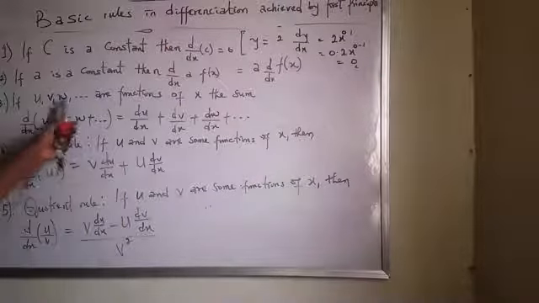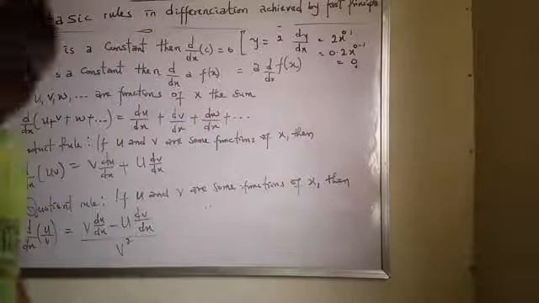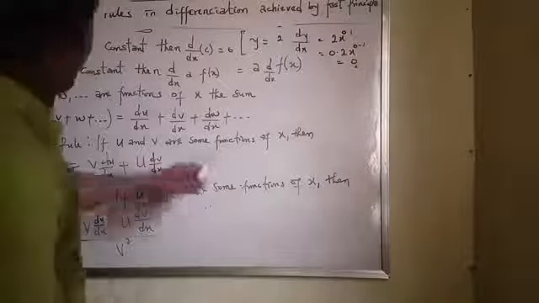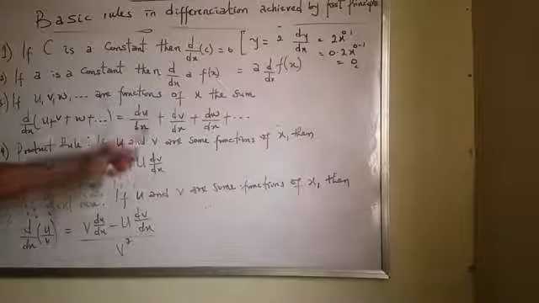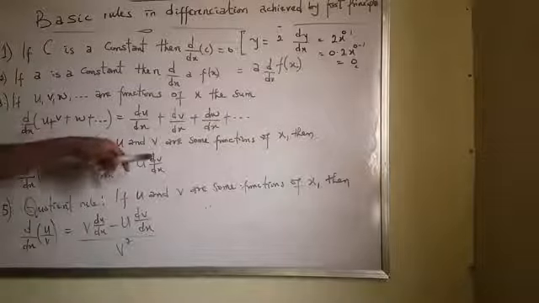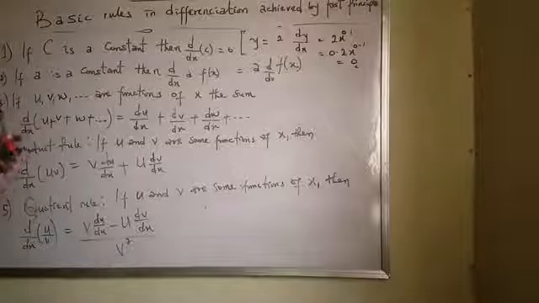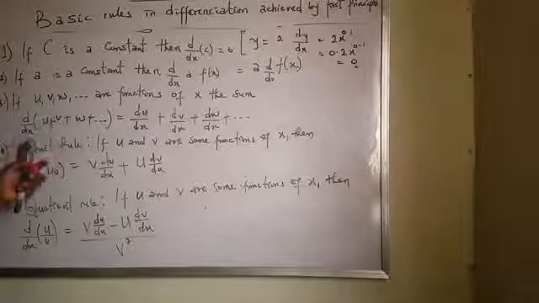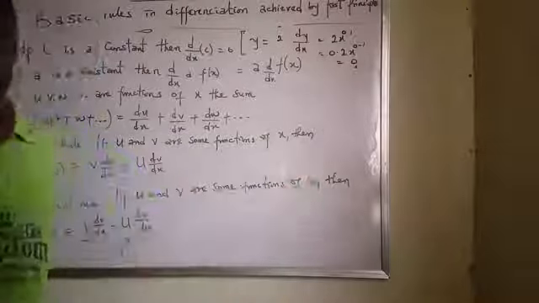If u, v, w are functions of x, if they are all functions of x, the sum d/dx of all those functions of x will be what? You split this over, that is, you differentiate them individually: du/dx plus dv/dx plus dw/dx, and so on. If you have more, you go on.